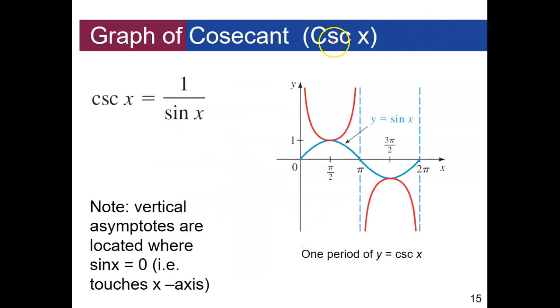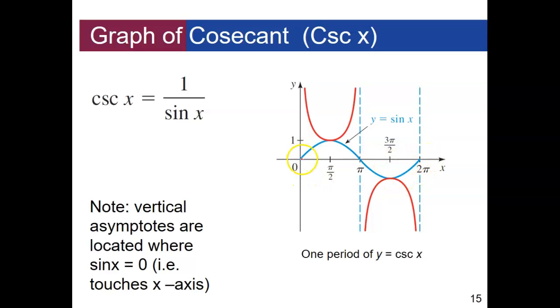Okay, so for cosecant, we know cosecant is 1 over sine. So when we start to do cosecant's graph, we're actually going to do the same thing we did with secant. We're going to start with its reciprocal function. So we're going to start with the sine graph. We know that sine starts at the origin and it's like you have a mountain and then a valley. So we'll start with the sine graph.